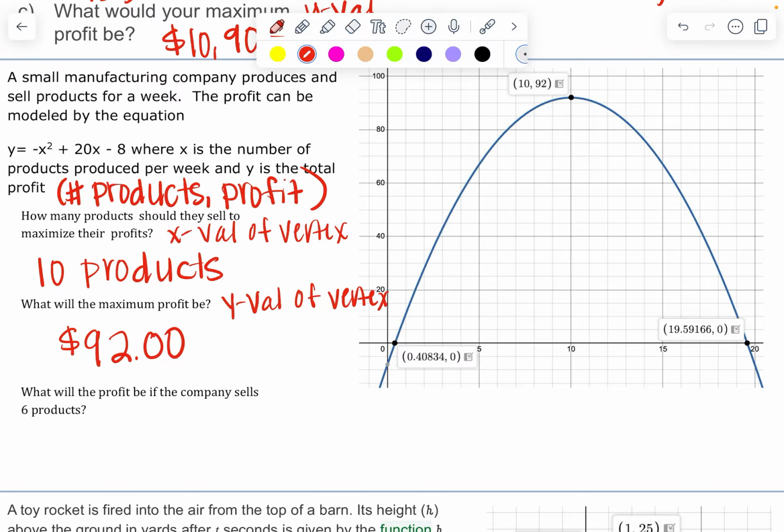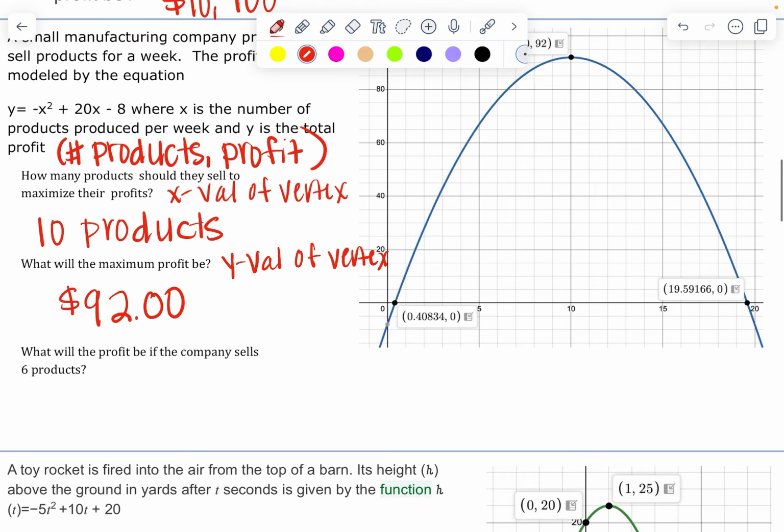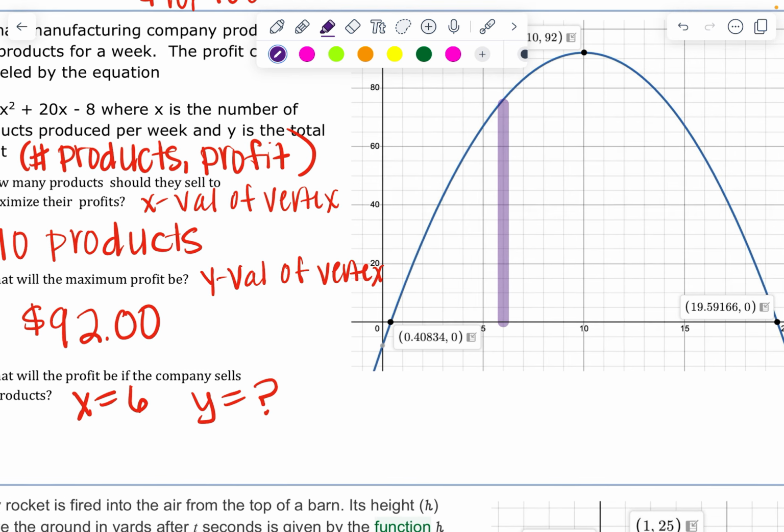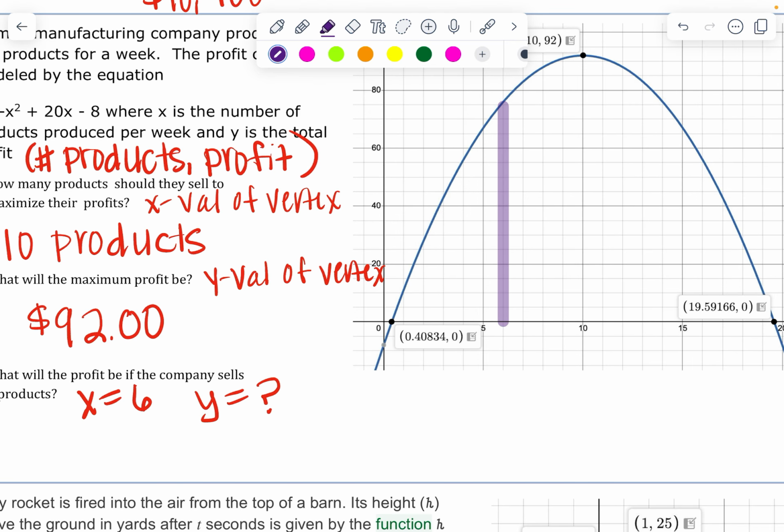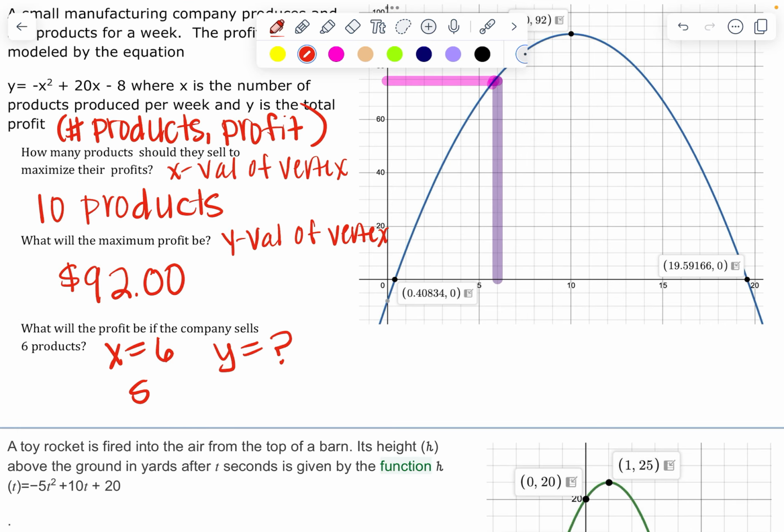What will the profit be if the company sells 6 products? So they're telling me X equals 6. What is Y? So again, I go to where X is 6, which is right here, up until I hit the graph. And it looks like if I go over, that would be $75. So if they sold 6 products, they would make $75.